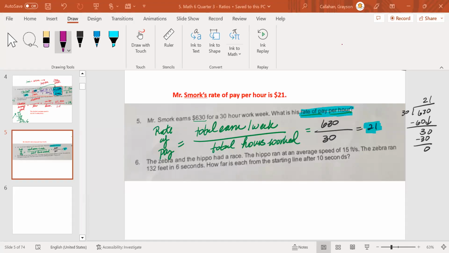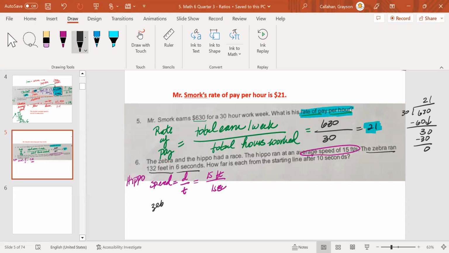The zebra and the hippo had a race. The hippo ran at an average speed of 15 feet per second. Remember, speed is distance over time. So for the hippo, his speed is 15 feet, which is the distance, for 1 second. That's time. The zebra, on the other hand, ran 132 feet in 6 seconds.